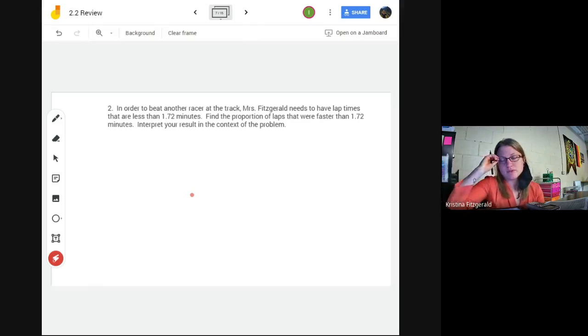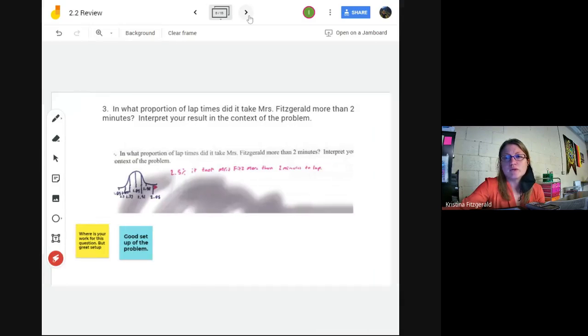Question 2, I'm going to post the key for, so you can take a peek at that one if you want to practice. We didn't have a group work on that one. We did have a group work on this one.